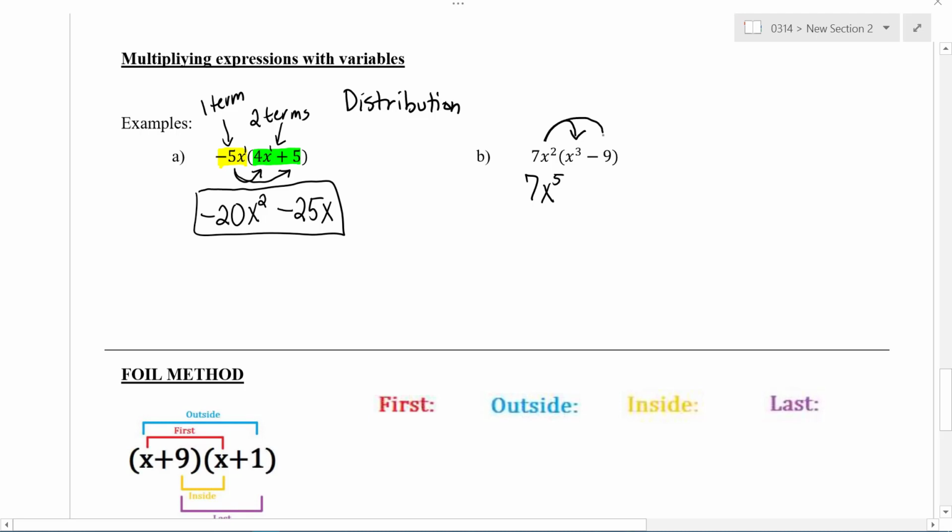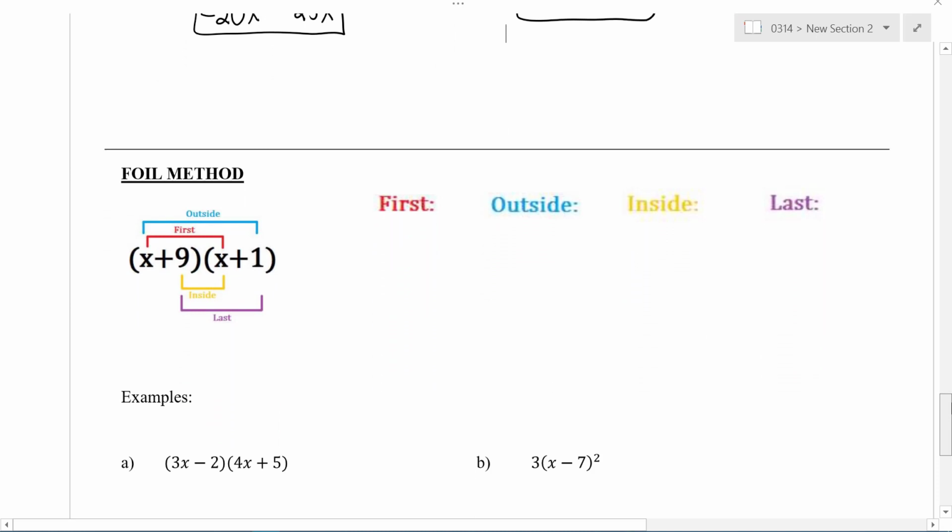Now we're going to multiply that 7x squared times a negative 9. 7x squared times a negative 9, so I get a negative 63. And then I only have x squared in the mix. We don't have another exponent behind the 9, so that's all I get. So we get x squared. So when you're multiplying like bases, we get to add our exponents. That's a nice little shortcut that we can use going forward.